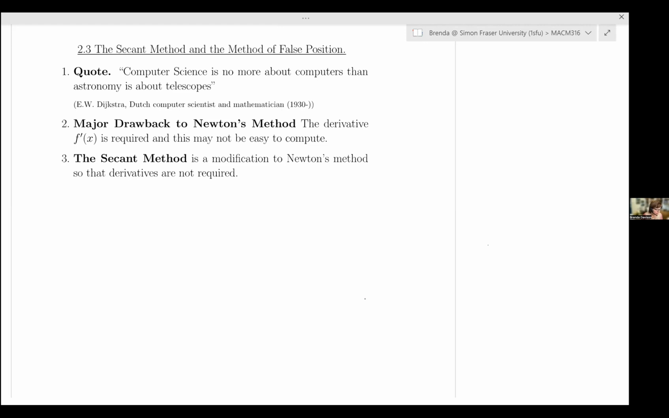This is a continuation of section 2.3, the secant method and the method of false position. These are the final root finding algorithms that we're going to take a look at.